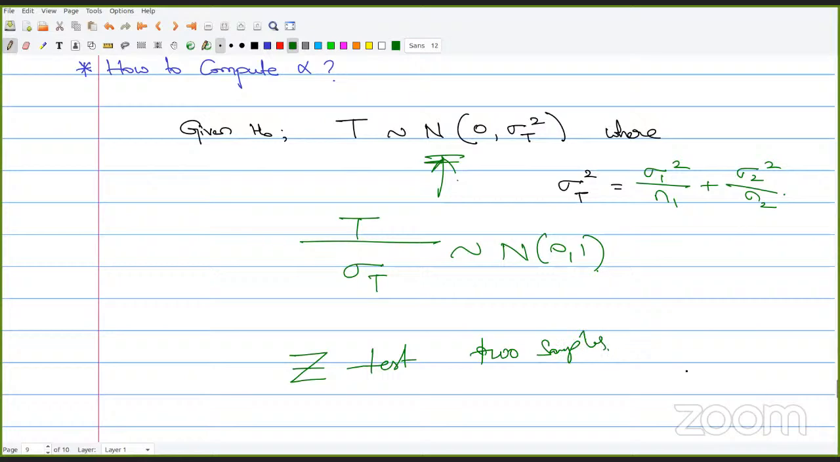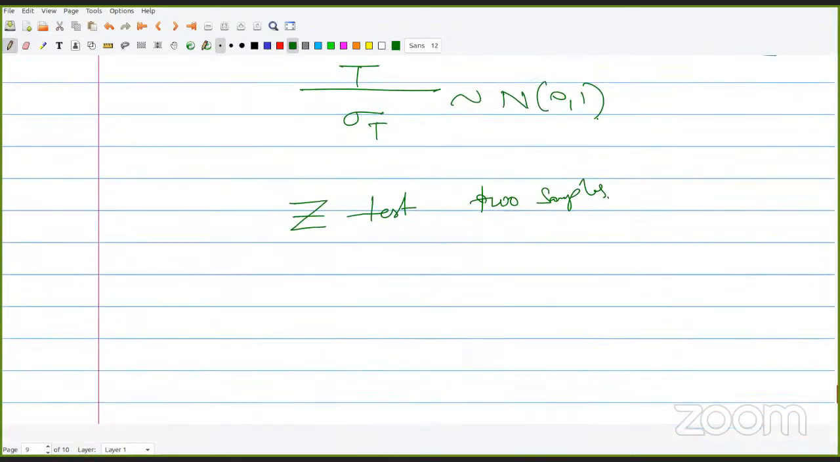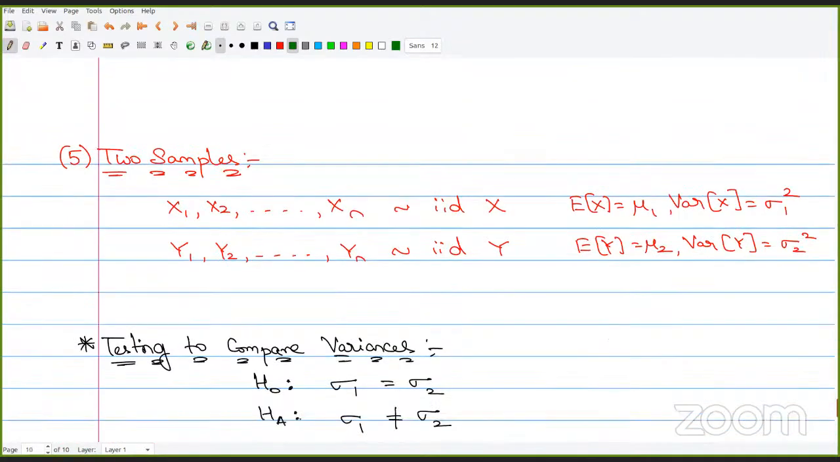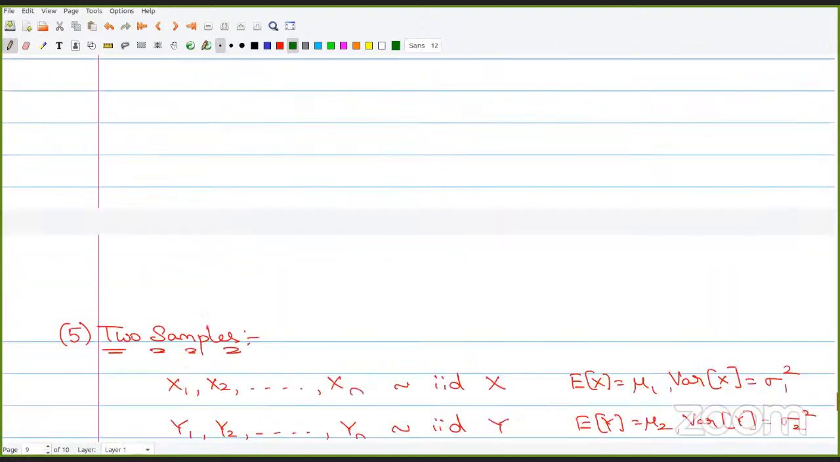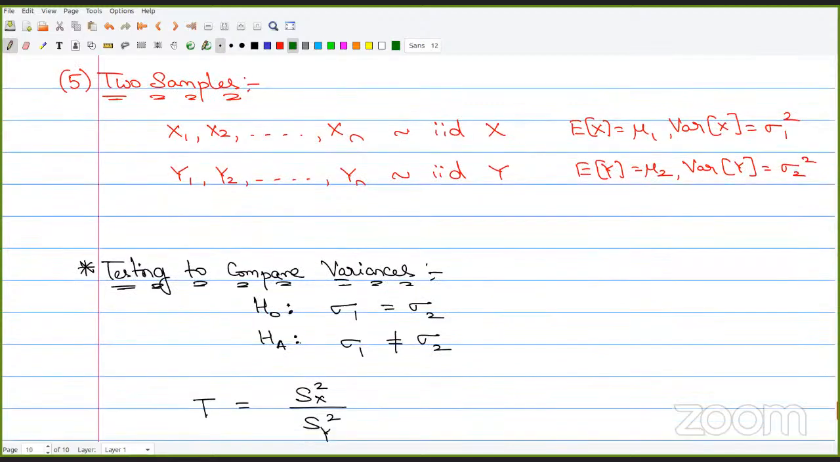Everything which we did in the z test, we do the same. But there we test for a mean, and here we are comparing means. And the final one, which we have just now discussed.